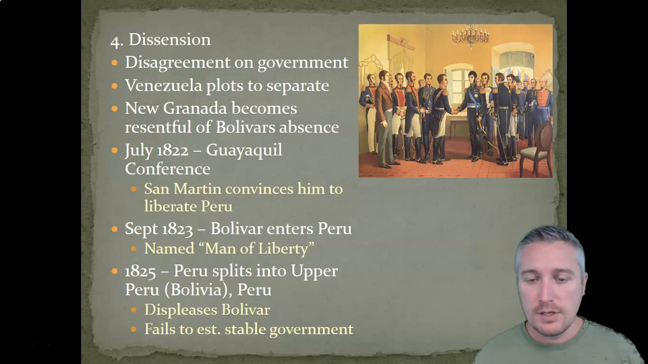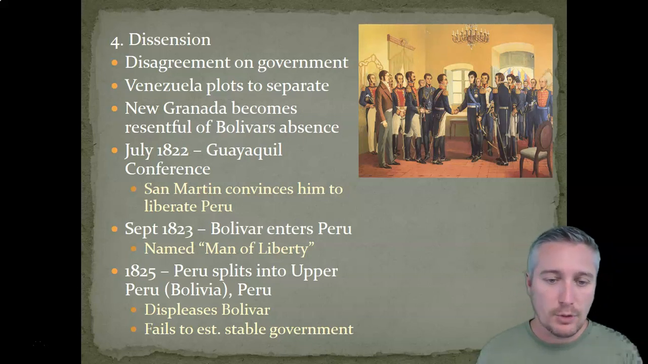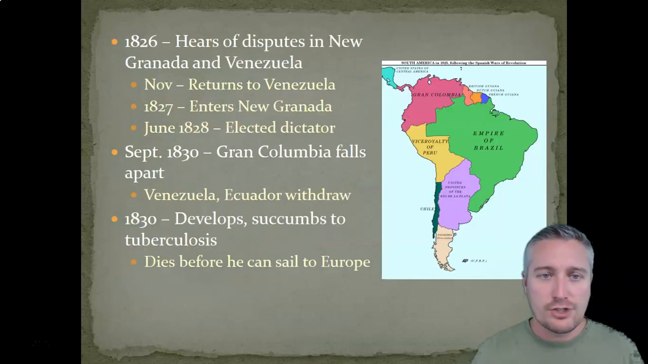So again, Bolivar is becoming increasingly frustrated because he's trying to unite people, but now these countries he's liberating are dividing even further. And so he fails to establish a solid government in Peru. He's hearing about problems back up in Gran Colombia, factional disputes between Venezuela and New Granada, and so he returns in November to try and reestablish this unity up north. And by June of 1828, he is elected as dictator, but even the great Simon Bolivar is unable to fully unite people, and by September 1830, Gran Colombia does fall apart.